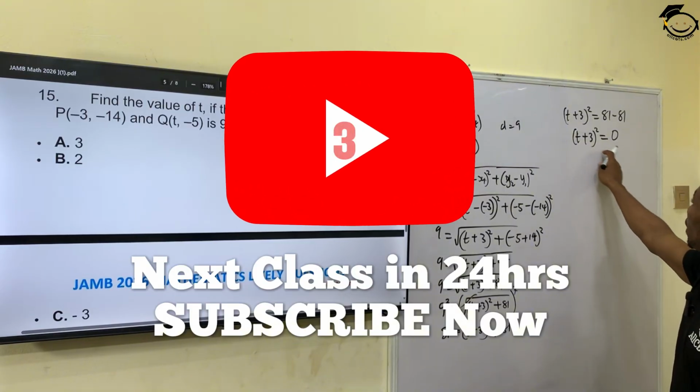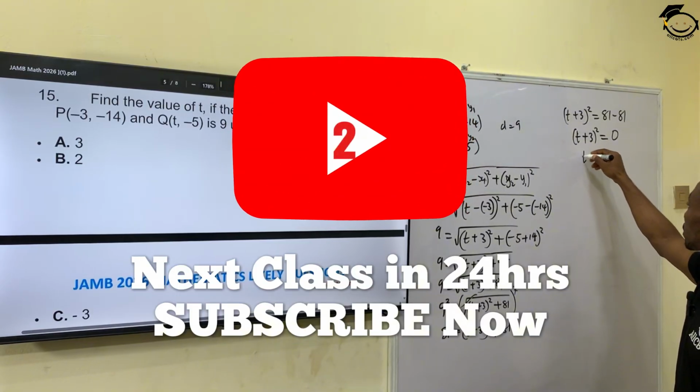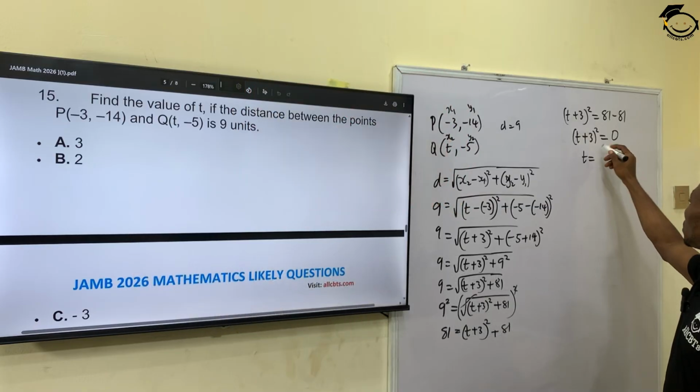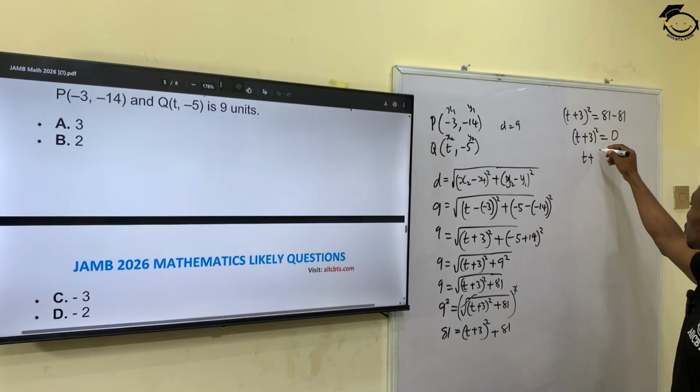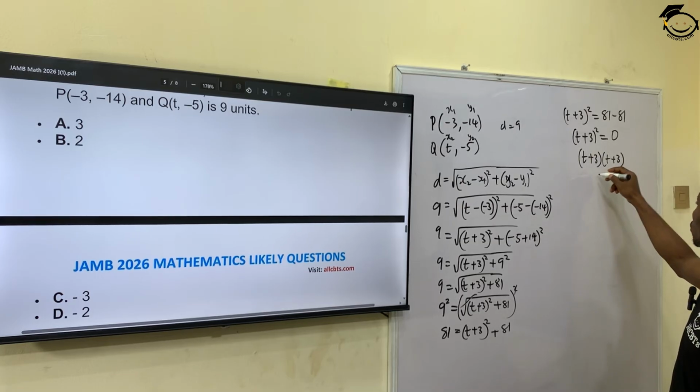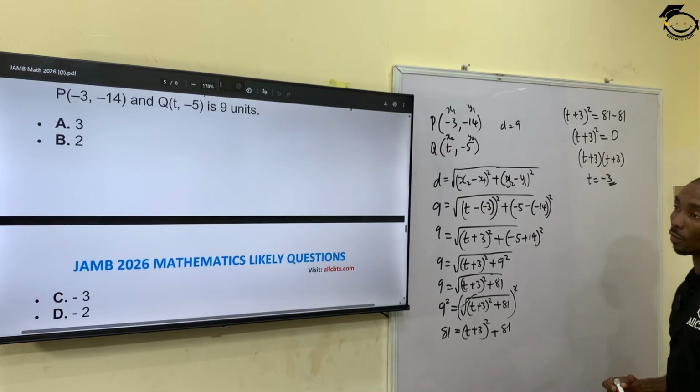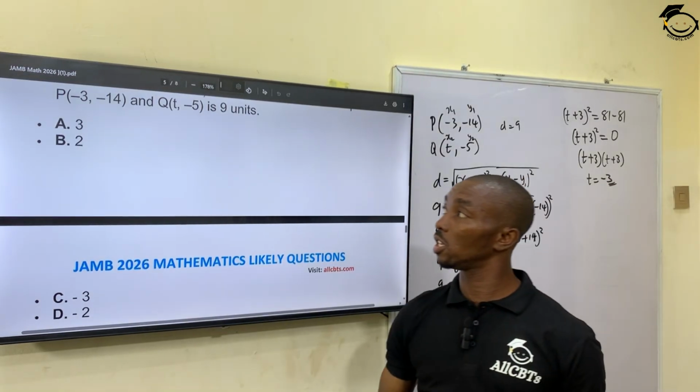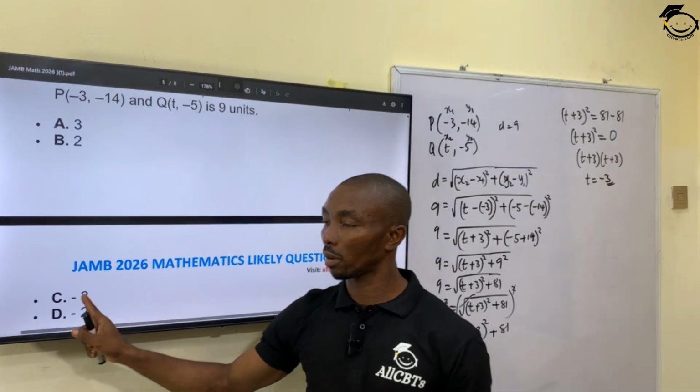Okay, so from here, we can say our t equals t plus 3, since this is all squared, t plus 3, t plus 3. So from here, we can say our t equals minus 3. So the value of our t will be minus 3.